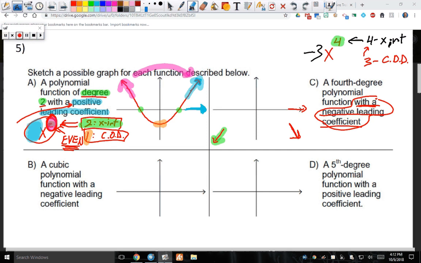The fact that I have a 4 here says that I could have four x-intercepts. Basically 4 places where it goes through the x-axis. And then, last but not least, I could have 3 changes of direction. So let's draw something that has 3 changes of direction, but actually goes through the x-axis 4 different times.